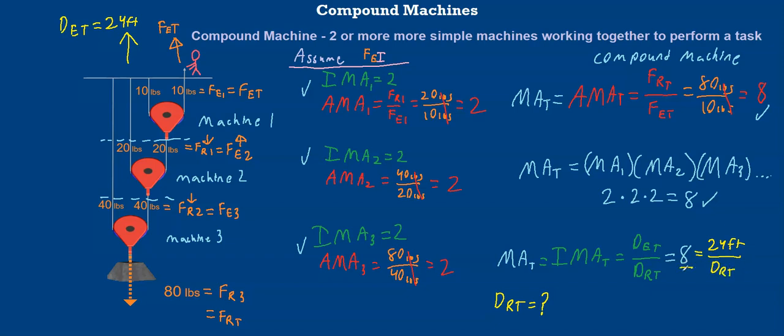And so if I just put 8 over 1, we can cross multiply and divide, and we're left with 1 times 24 divided by 8. Well, 24 divided by 8 is just 3 feet. And so if I pull 24 feet of rope through this compound machine, this weight will only lift up 3 feet.